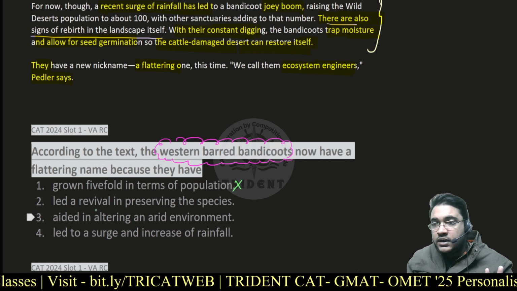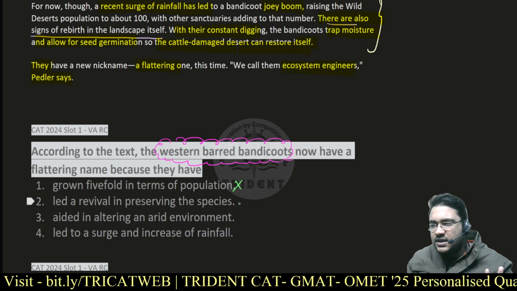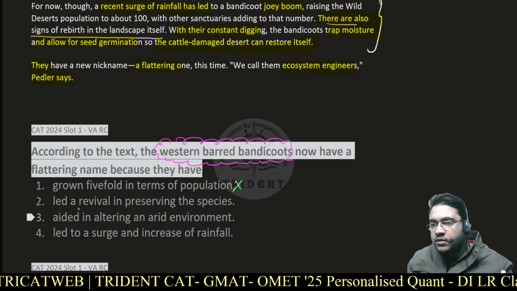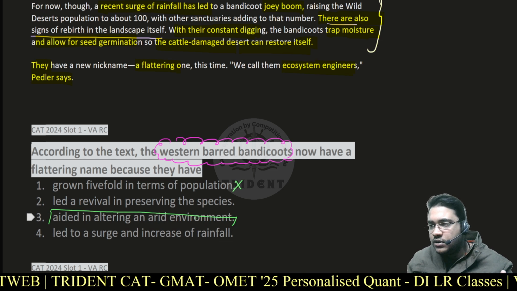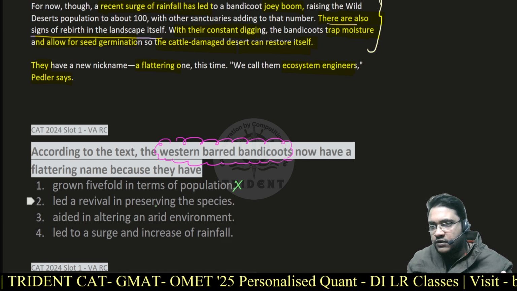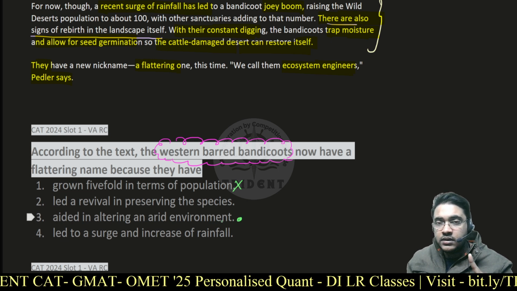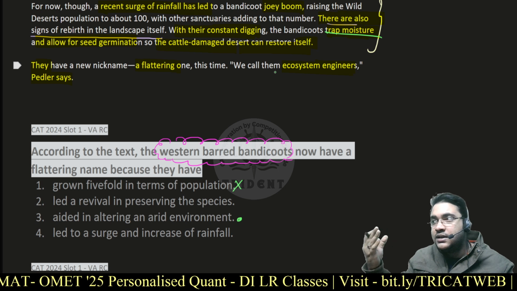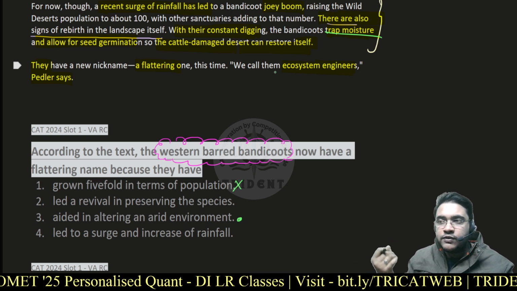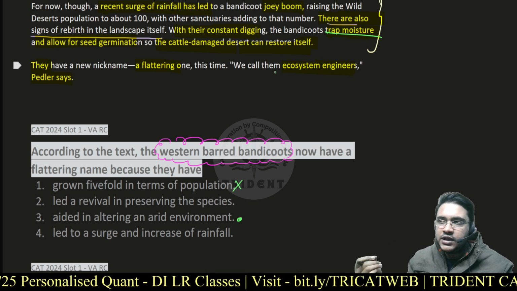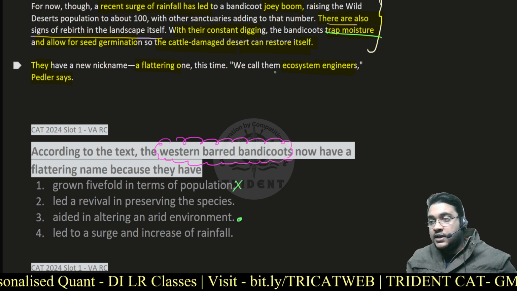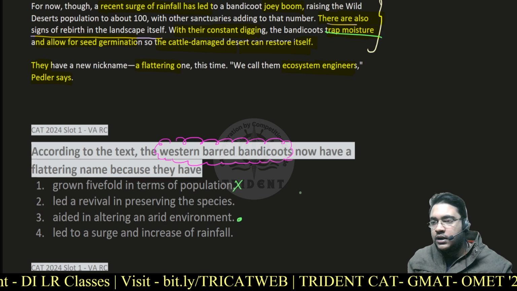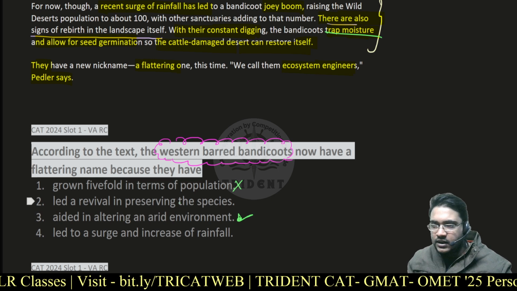Led a revival in the preserving of the species. I'll not even consider this. Aided in altering an arid environment. Now, this is something that I would keep in my purview. So, they have in a way helped. Remember, in the last line, they are saying that whenever they do their constant digging, the bandicoots trap moisture for seed germination and all that. So yeah, they are in a way aiding, helping the altering of an arid environment. So could be. Let's read.